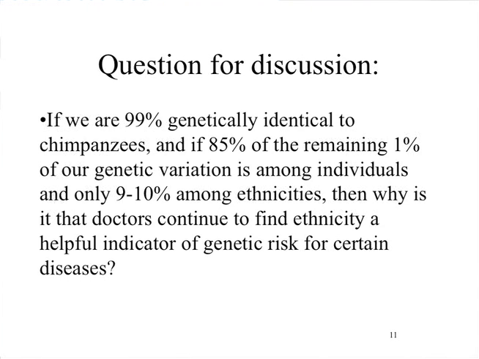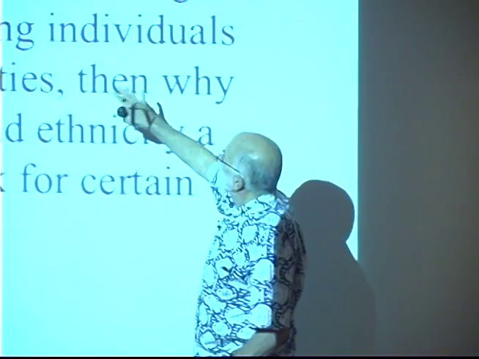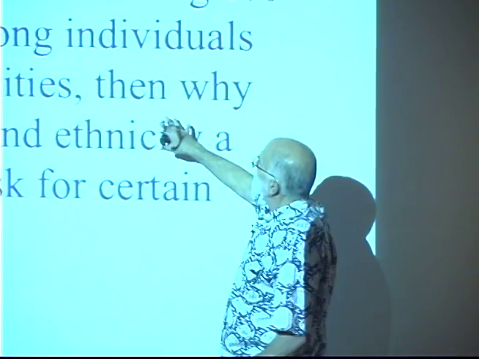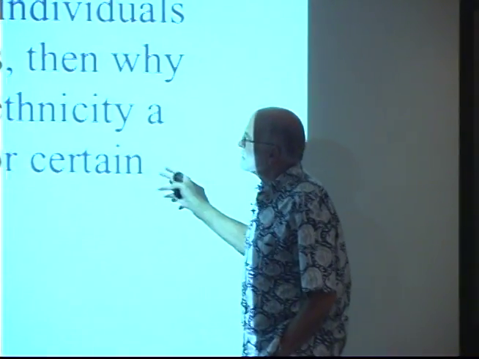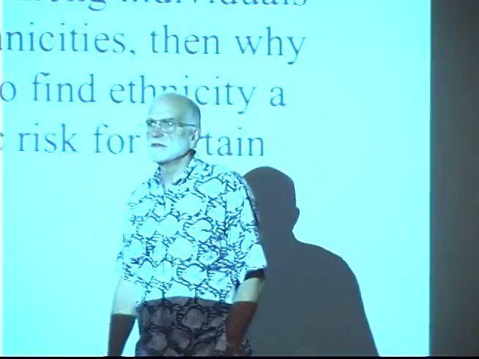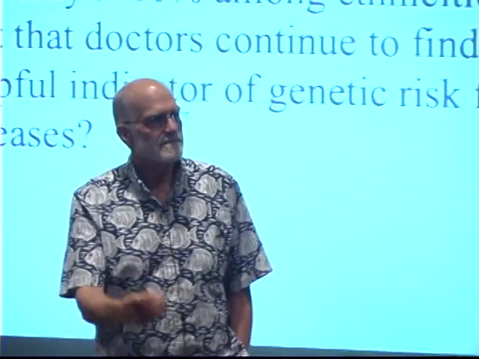However, if we're 99% identical to chimps, 99.9% identical to each other, and if 85% of the remaining 1% of our genetic variation is among individuals and only 9 to 10% among ethnicities, then why can doctors continue to find ethnicity a helpful indicator of genetic risk for certain diseases? They do.